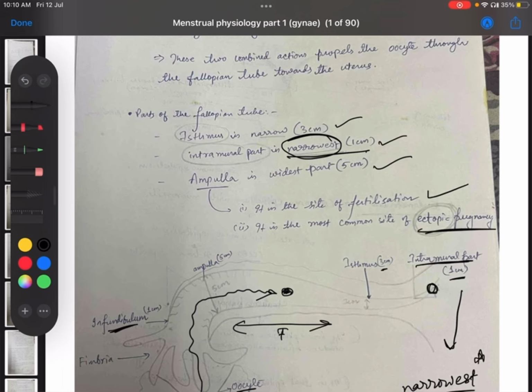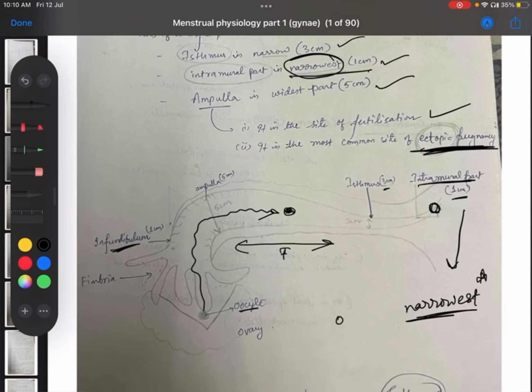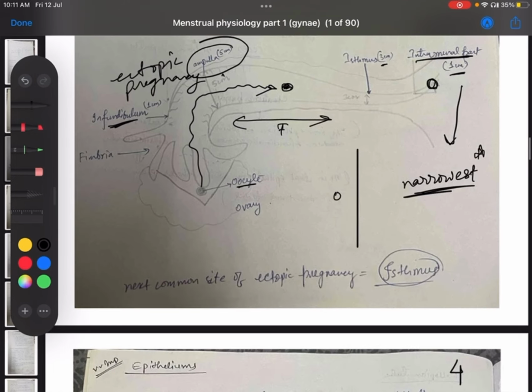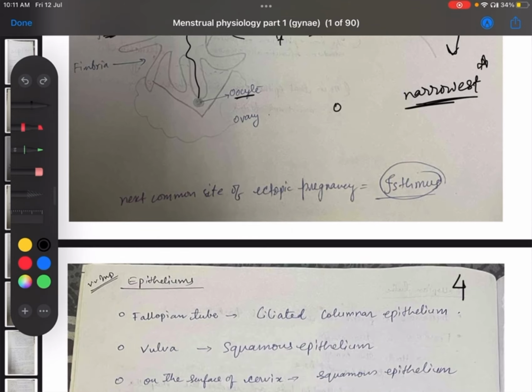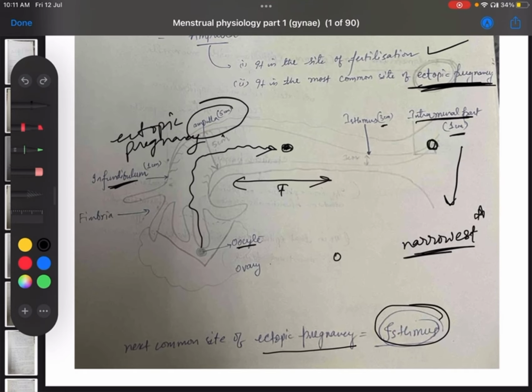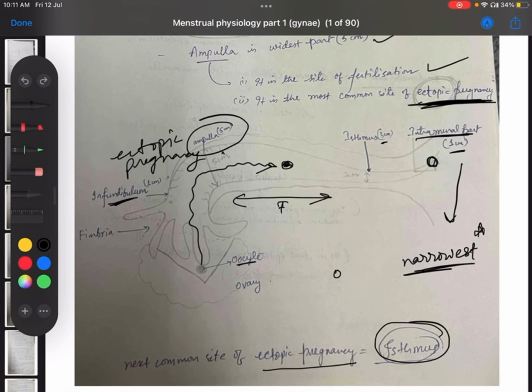It is the most common site of ectopic pregnancy. This is very important from the exam point of view, that ampulla is the most common site for ectopic pregnancy. Now, the next common site for ectopic pregnancy is isthmus. Ampulla is the first most common, and then isthmus is the second most common.